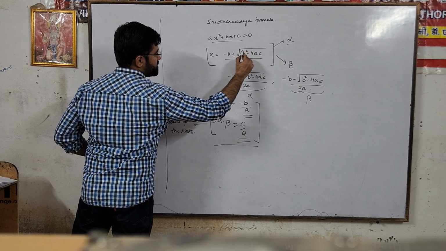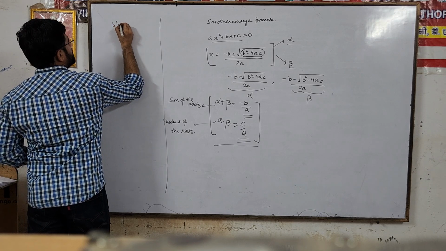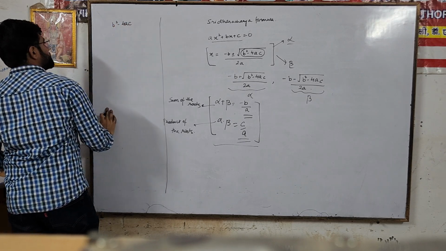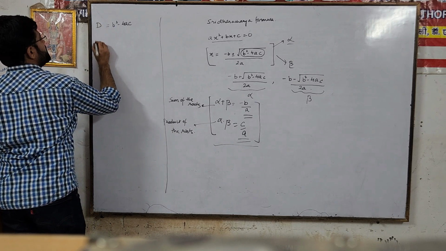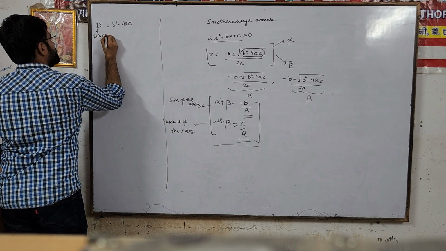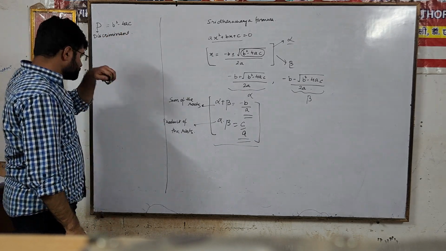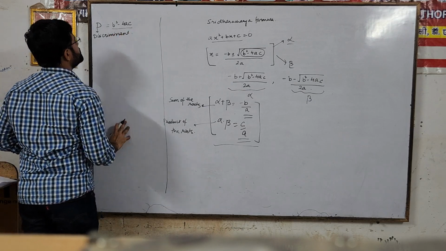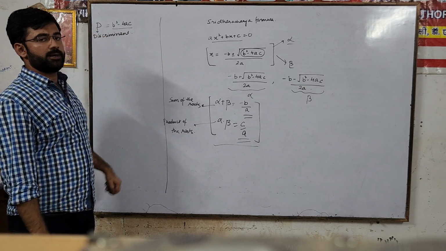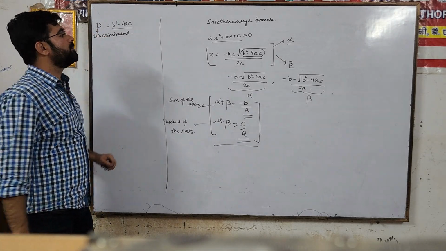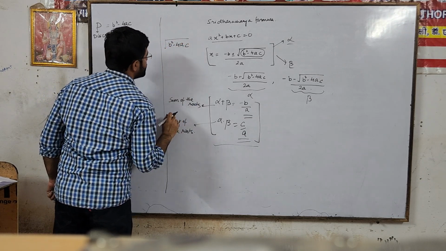Now, this expression, b square minus 4ac, is quite a unique expression. We are going to name this as another term, that is D, where D is the discriminant. So this discriminant D is your b square minus 4ac. For any quadratic equation, you can find the discriminant. Now, we have written this formula under root of b square minus 4ac.